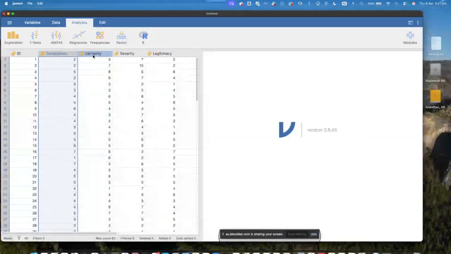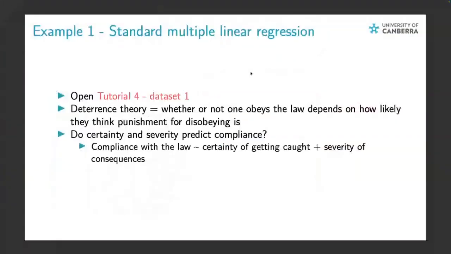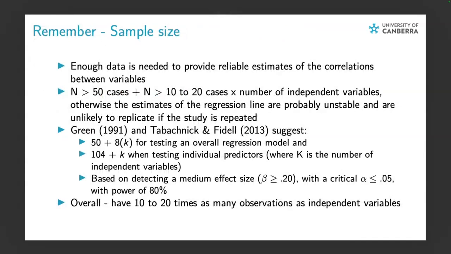So this depends on the analyses that we are doing. So that is this one. So the first analysis is two independent variables and a dependent variable. So we're just using these 3 variables in total. And so to evaluate sample size, enough data is needed to provide reliable estimates of the correlations between variables. So if n is greater than 50 plus n greater than 10 to 20 cases times the number of independent variables, then that's deemed a sufficient metric. Otherwise, the estimates of the regression line are probably unstable and are unlikely to replicate if the study is repeated.